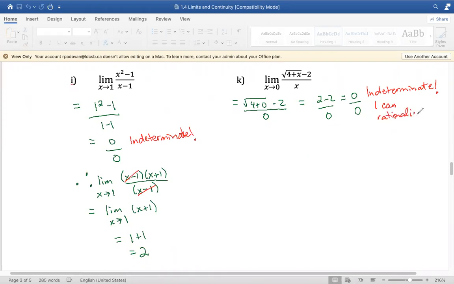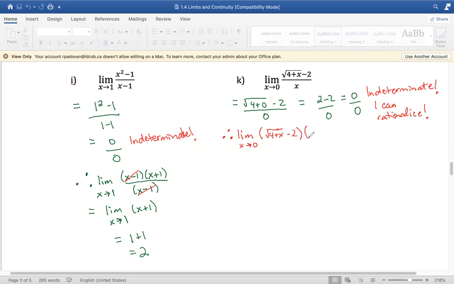So I can rationalize here. So what do I do? To rationalize, I would write out, first of all, therefore the limit as x approaches 0 of my answer, the square root of 4 plus x minus 2, over x. And what I want to do here is make it look like a factoring difference of squares question. So for my numerator, I have the square root of 4 plus x minus 2.